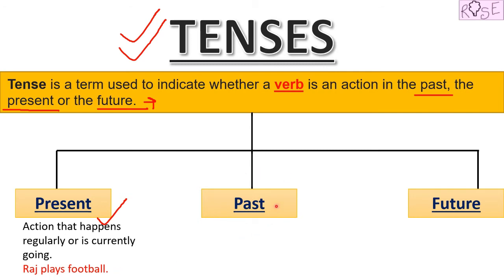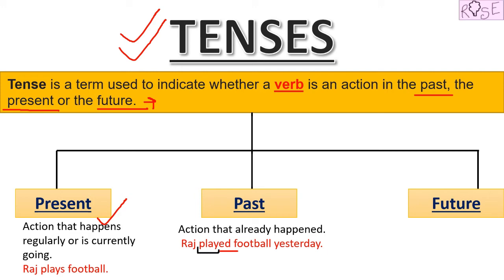So the next one is past tense. What does past tense tell us? Past tense tells about an action that already happened. Yes, it has already happened. Let us look at the example. Raj played football yesterday. Oh, so this action, the action of Raj playing football already happened yesterday. Therefore, we use played. You see, we added ed after the word play. So it changed into the past tense.